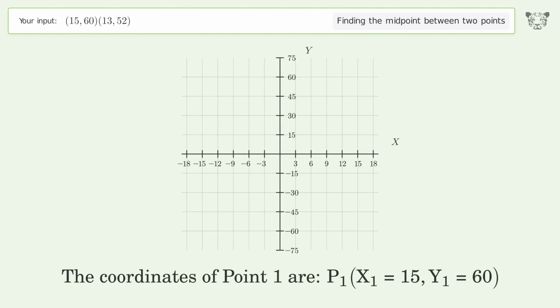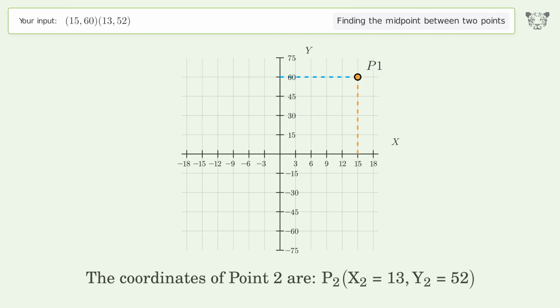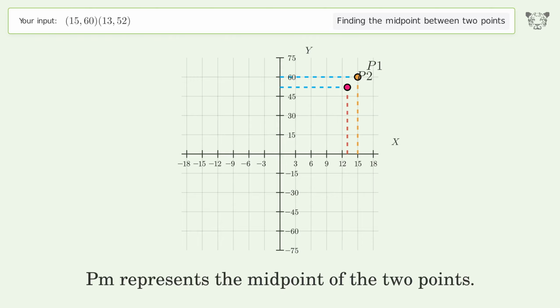The coordinates of point 1 are x1 equals 15, y1 equals 60. The coordinates of point 2 are x2 equals 13, y2 equals 52. PM represents the midpoint of the 2 points.